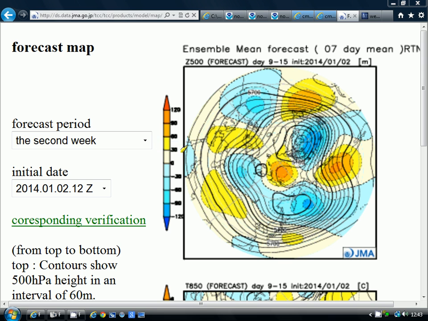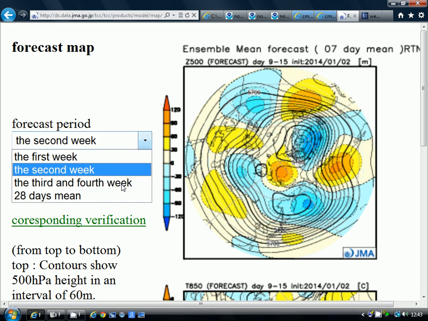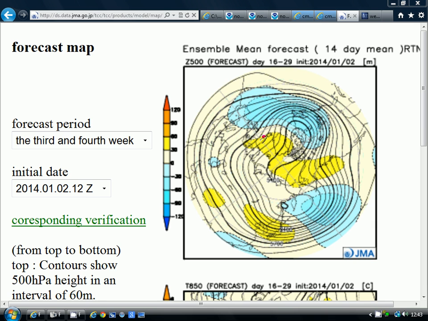So that's signs of a change around the middle of January from the JMA model. Finally, then going on to the 3rd and 4th weeks, which takes us to the end of January, the 16th to the 30th, and it's very similar, really, where high pressure is shifting further north, though. It's heading up towards Iceland and to parts of Greenland as well.